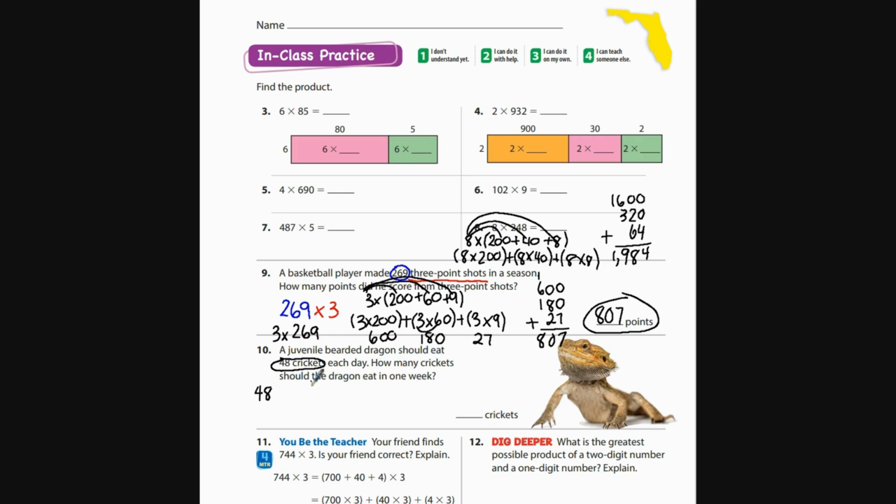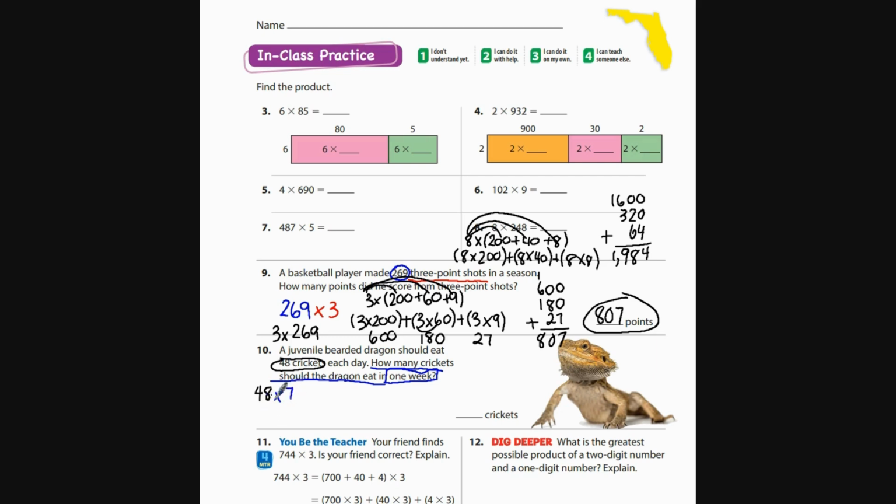How many crickets should the dragon eat in 1 week? This is what they're asking. This is the question that they want me to find out. But this is really going to tell me I have to do something with that. 1 week. I don't see any other numbers, but again, I need to use my reading skills, because if you know, 1 week is 7 days.